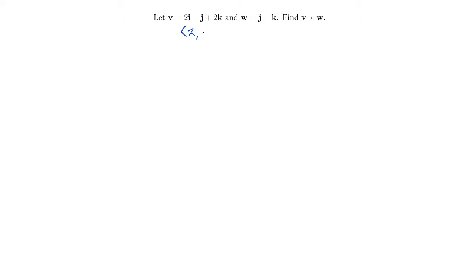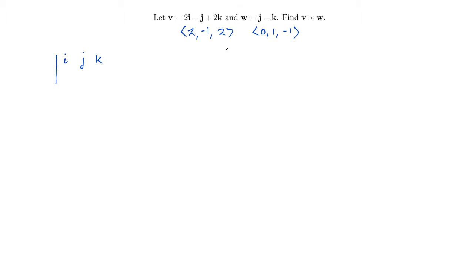So this vector v is 2, comma, negative 1, comma, 2, and the vector w is, notice there's no i term, so it's 0, comma, 1, comma, negative 1. Okay, to find the cross product of two vectors, we form a 3 by 3 matrix and then take the determinant of that matrix. And the 3 by 3 matrix that we make is always first row i, j, k.